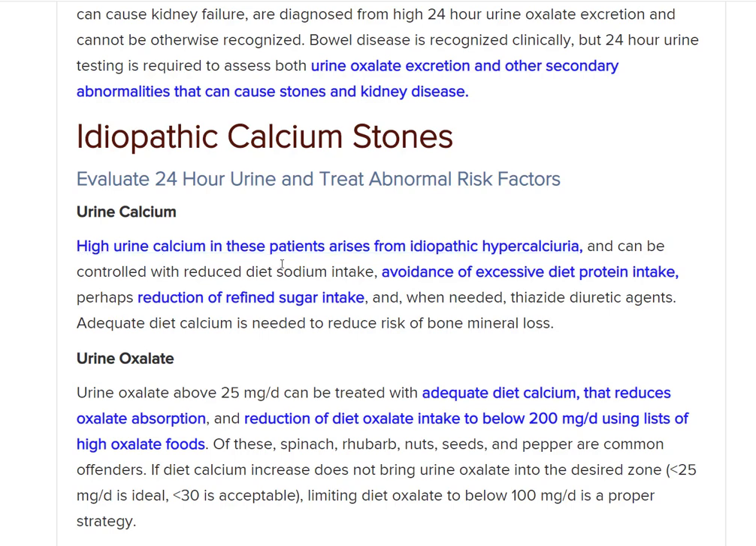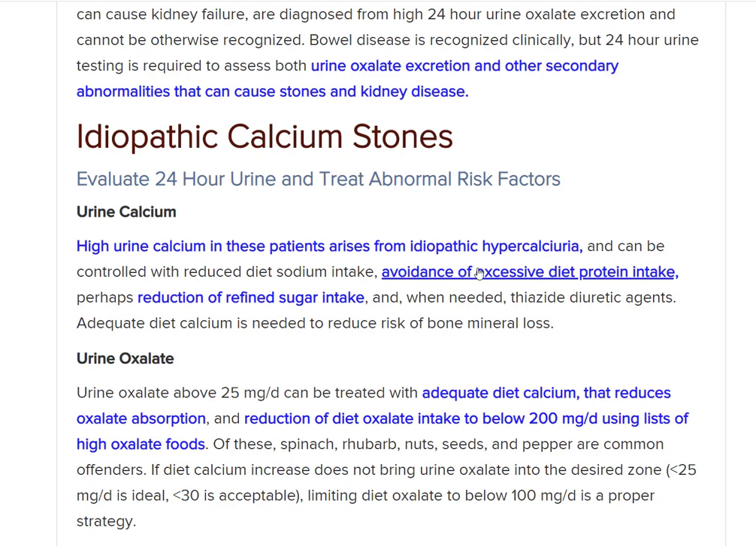The high urine calcium arises because of genetic idiopathic hypercalciuria, and this link takes you to a very detailed analysis of that condition. And it's treated particularly with reduced diet sodium.